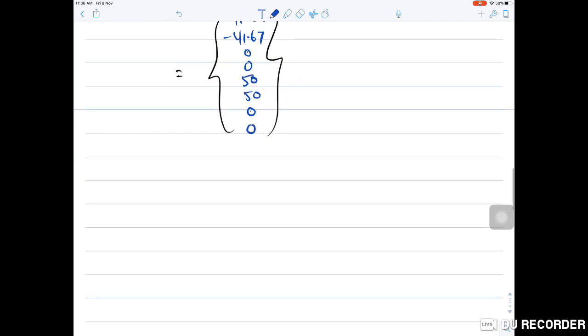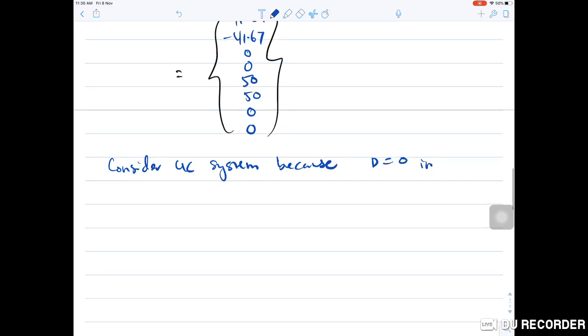So we put into the equation, considering the unconstrained system, because D is 0 in the constrained system.